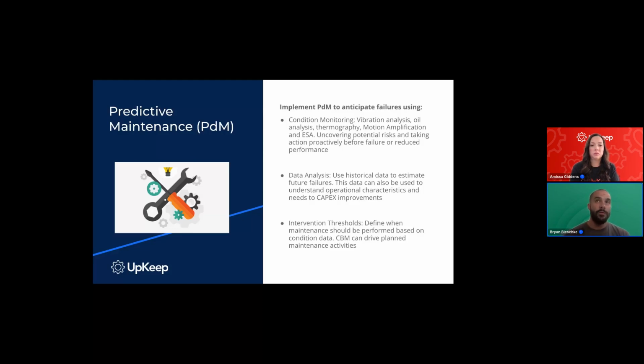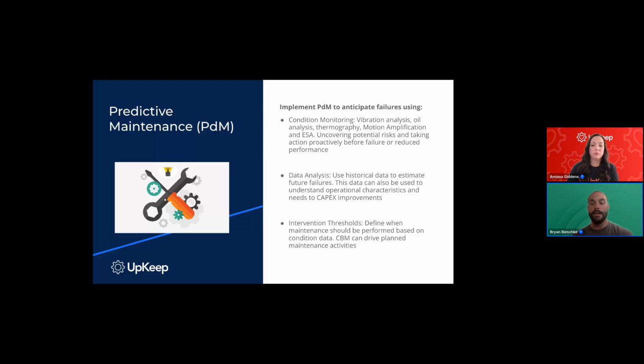Define what maintenance should be performed based on the condition. That's super huge. Instead of just doing maintenance to do maintenance, we do maintenance because it's telling us it needs to be done and what needs to be done. And I always like to say condition-based maintenance can drive your planned maintenance activities, right? You leverage what needs to be done and start modifying your scheduled work in accordance with it, so that you can stay ahead of things, right?